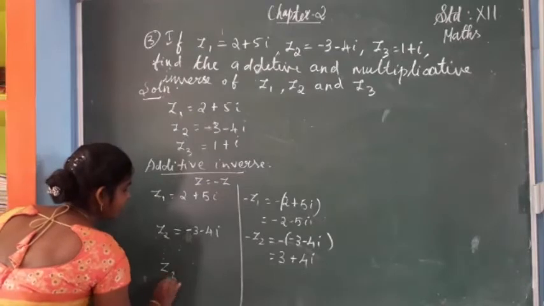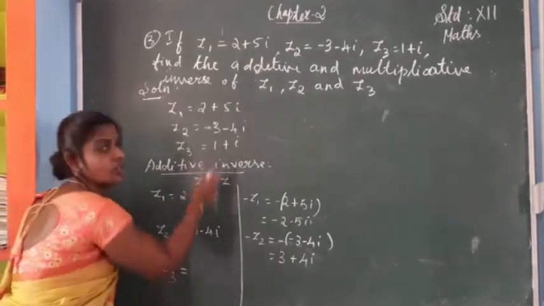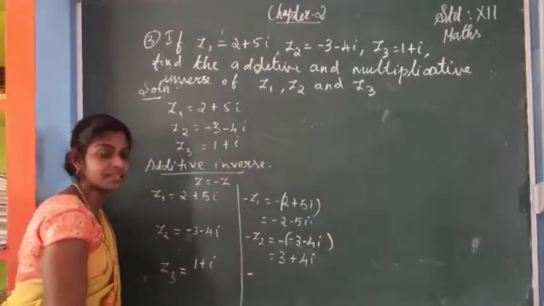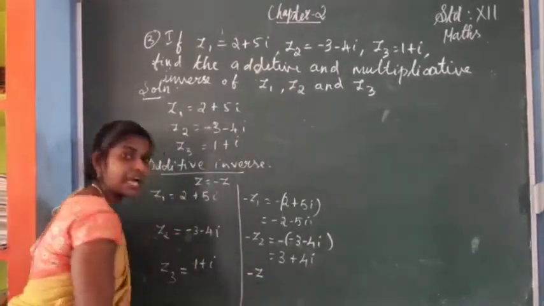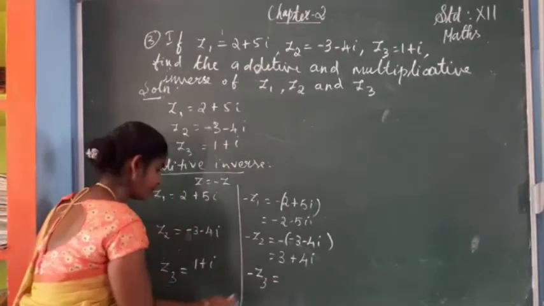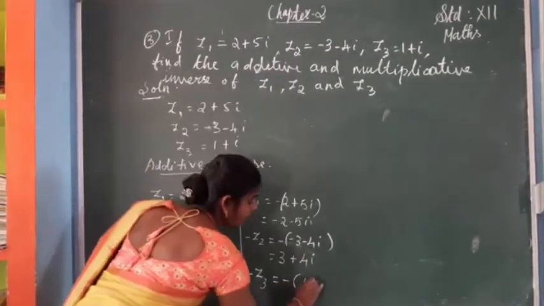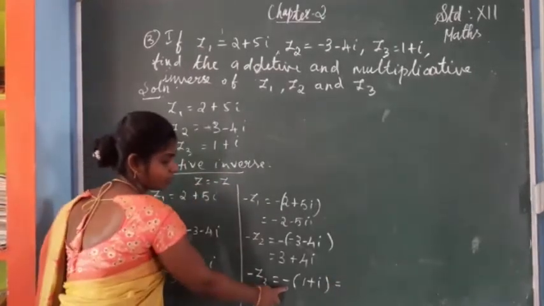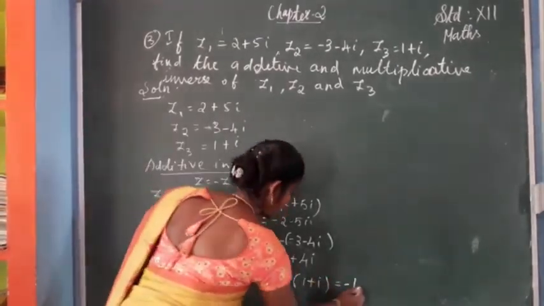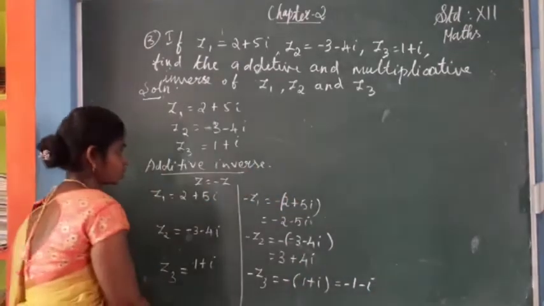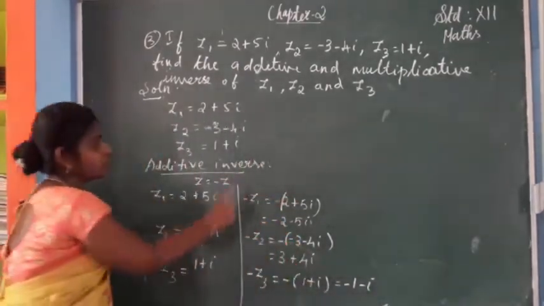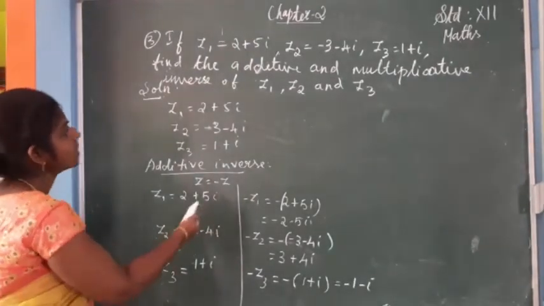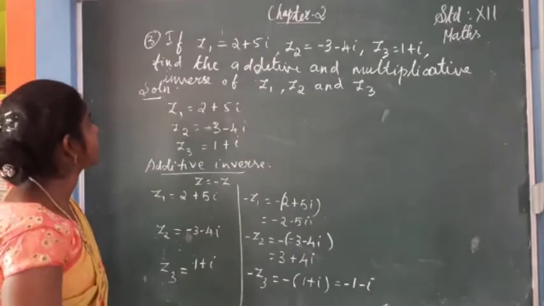So for Z3, what's the value? 1 plus i. So the additive inverse, minus Z3, is equal to minus into 1 plus i, that's equal to minus 1 minus i. So this is the answer for additive inverse. So next we can find the multiplicative inverse.